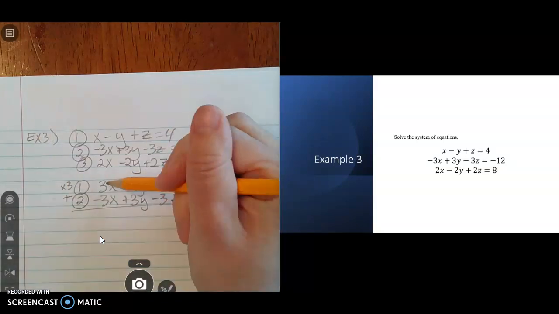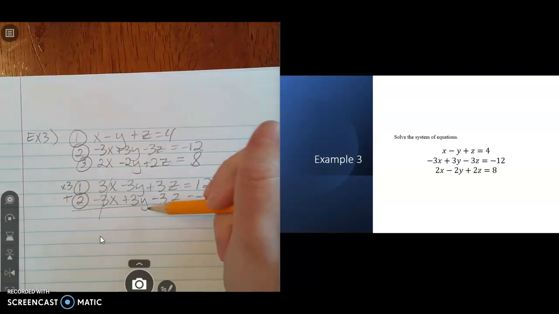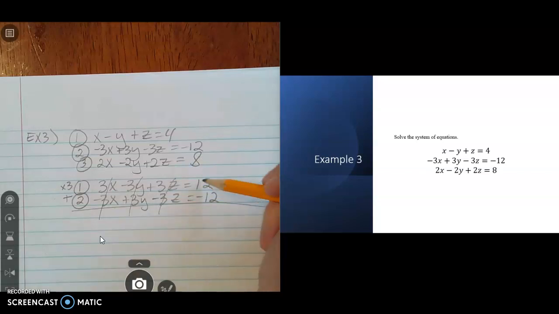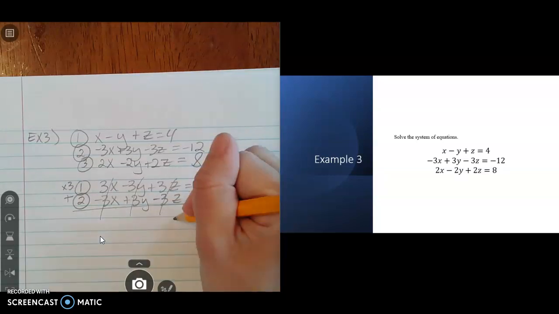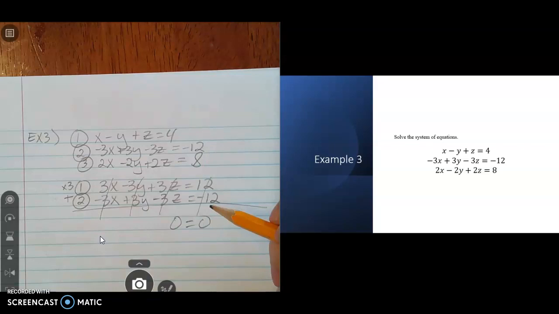3x plus negative 3x is 0. Negative 3y plus 3y is 0. 3z minus 3z is 0. 12 plus negative 12 is 0. You get 0 equals 0. And what that tells me is that 1 and 2 are the exact same plane.